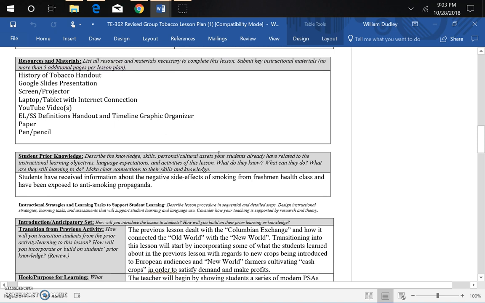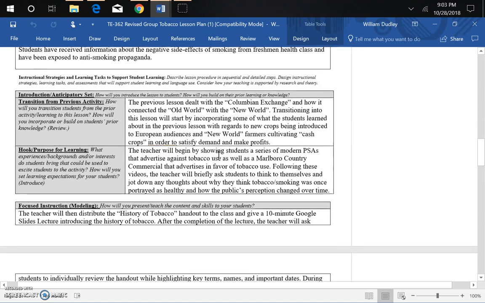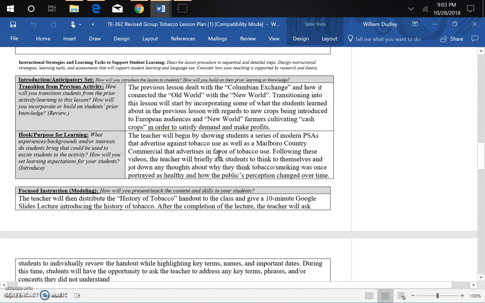Prior knowledge, we just made an assumption that sophomores would have learned about smoking from previous health classes and have been seeing these smoking PSAs on TV and the internet and whatnot. So the lesson itself, the anticipatory or transition, we kind of imagine that they would be just finishing a lesson on the Columbian Exchange, would of course relate to crops being introduced in both hemispheres.